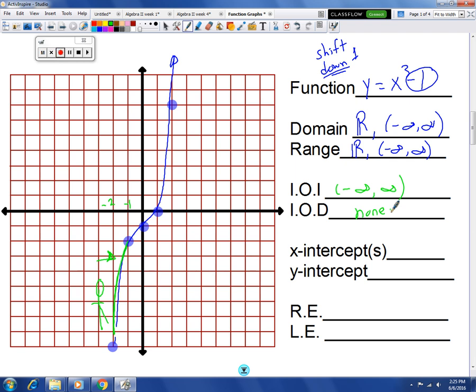Alright, the x-intercept, let's see, where does it cross the x-axis? There at +1. What's the y-intercept? They're at negative 1. What's the right end behavior? What's the right end doing? It's sweeping up. That's all you have to look at. Is it sweeping up or is it sweeping down? Sweeping up, positive ending. What's the left end behavior? As you go left, it's going to sweep down.